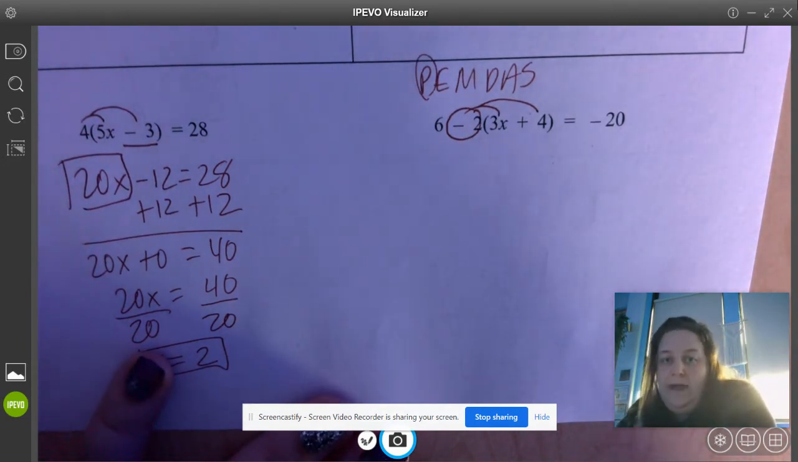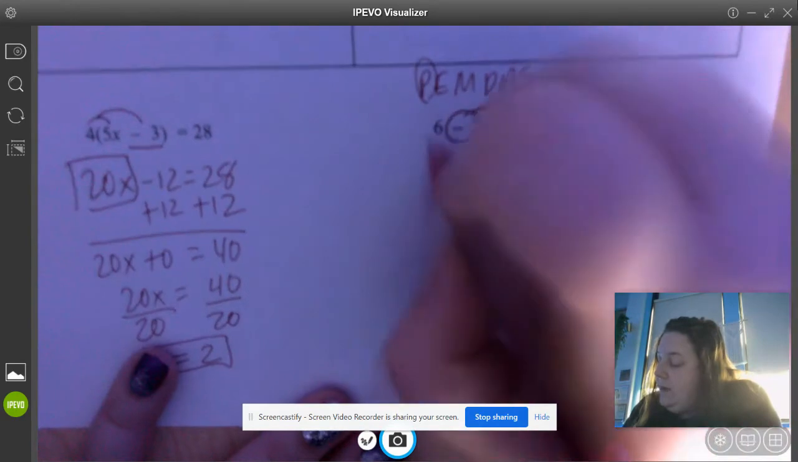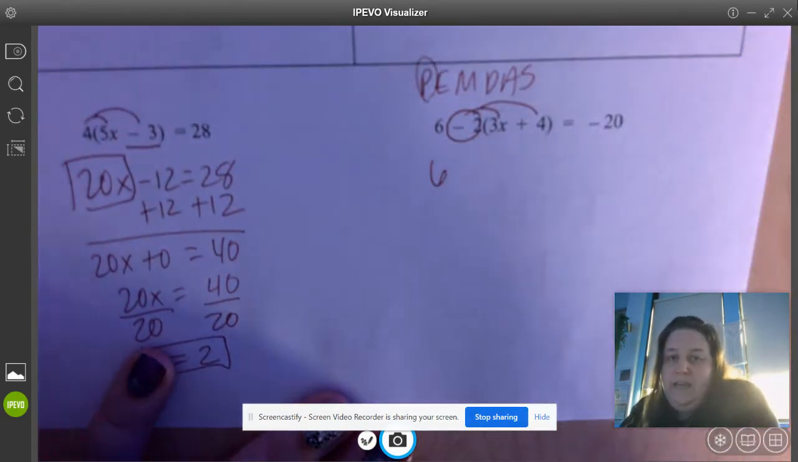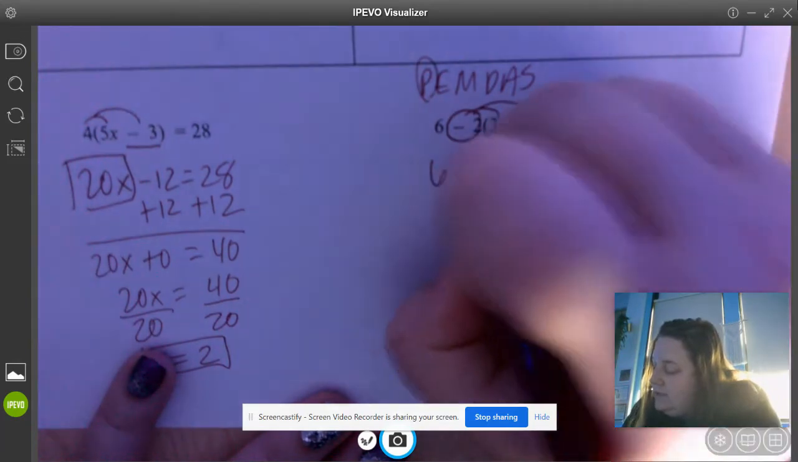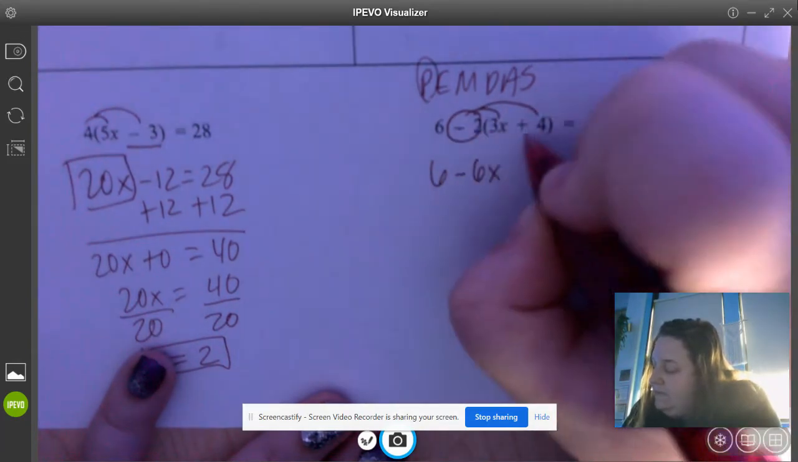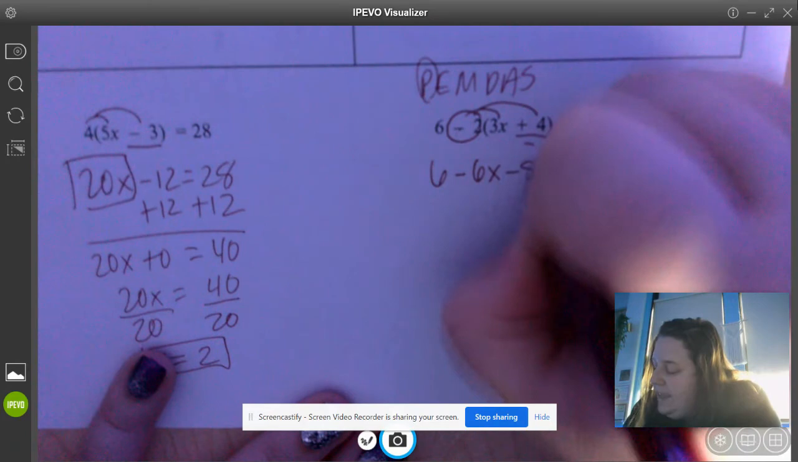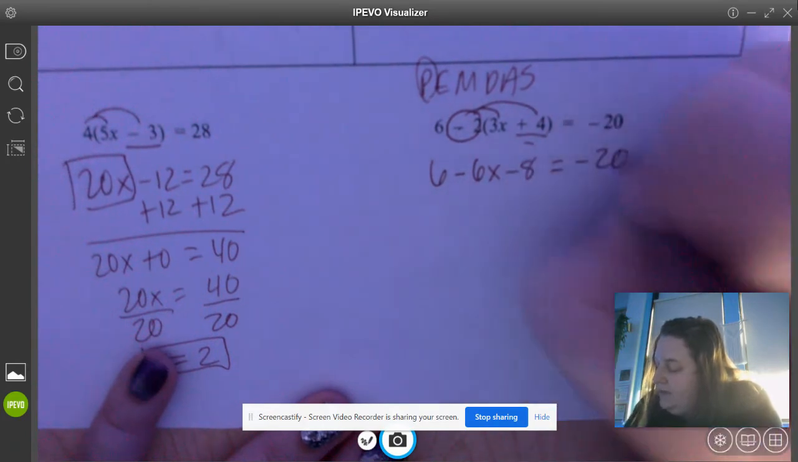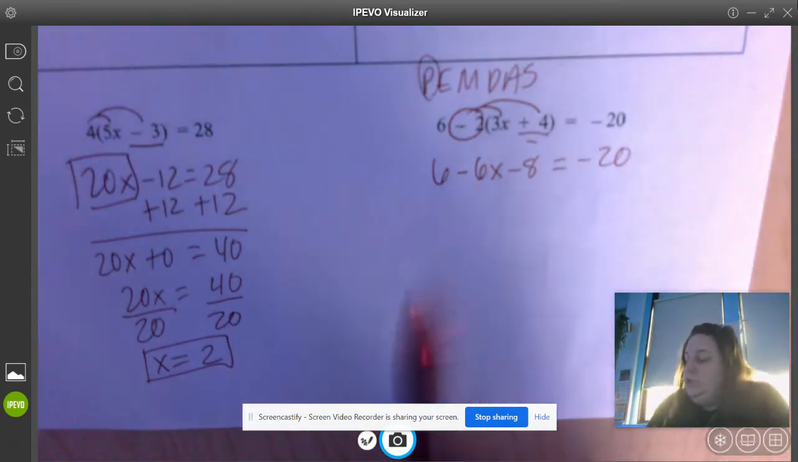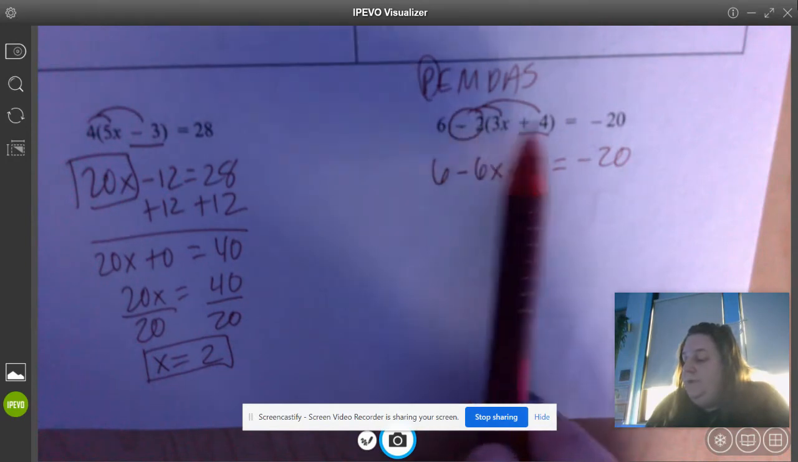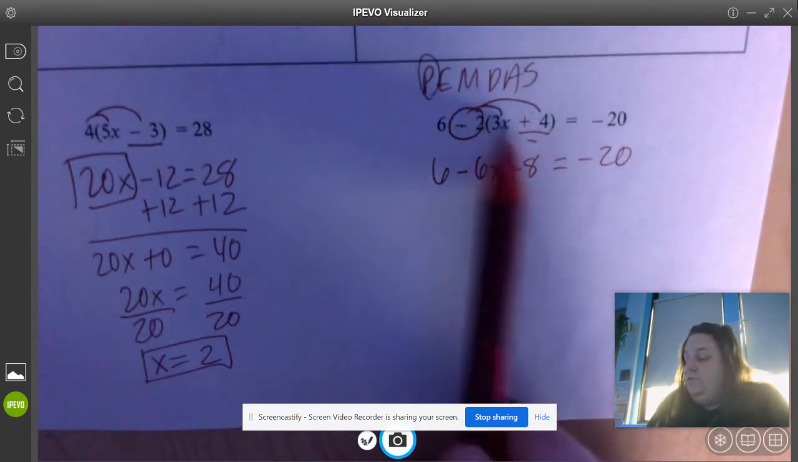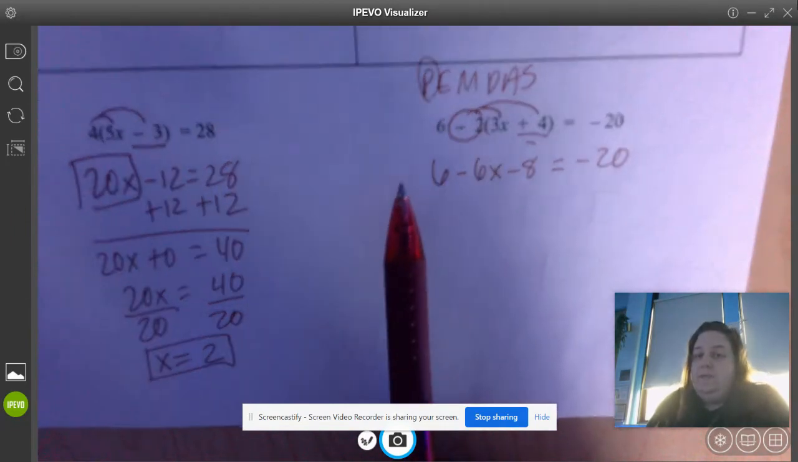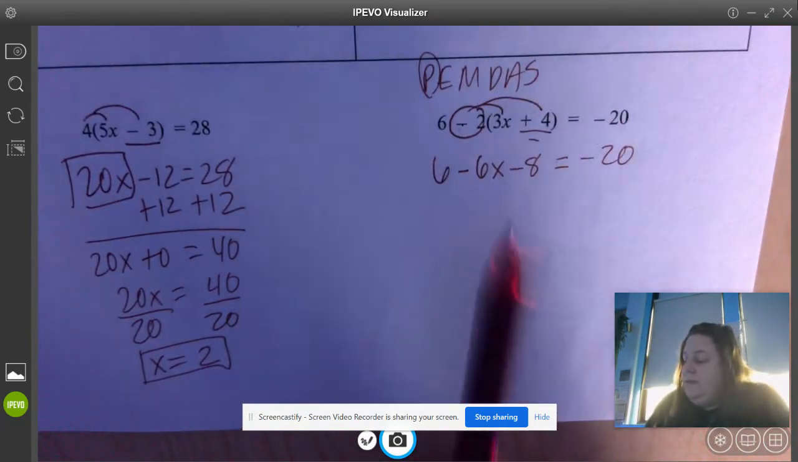They are not part of those parentheses. So I'm just going to bring down the 6 so I don't forget about it. So negative 2 times 3 is negative 6. Negative 2 times 4 is negative 8, and that equals negative 20. Okay. So once again, we start with the distributive property. We need to get rid of those parentheses, but we don't use it with 6 or negative 20 because they're not inside the parentheses. So I bring the 6, negative 20 down.